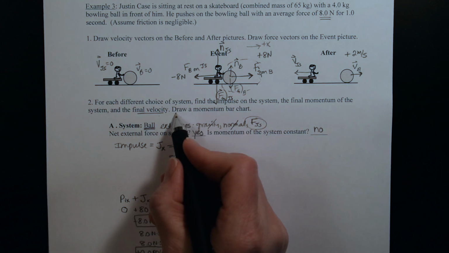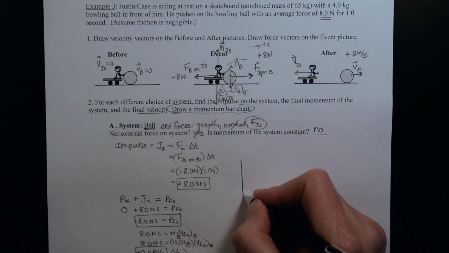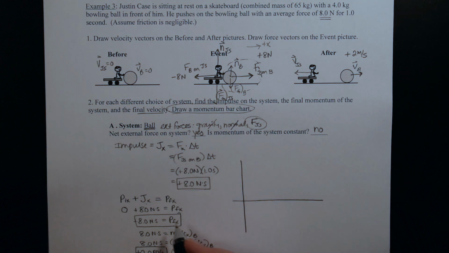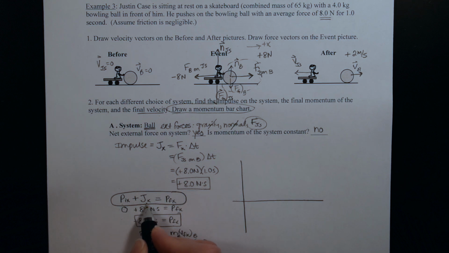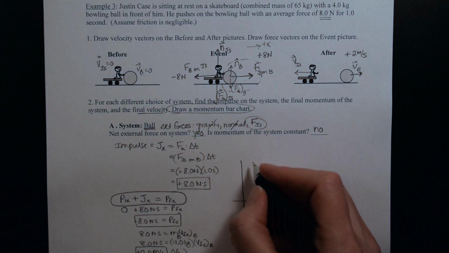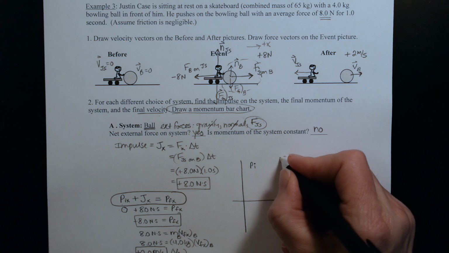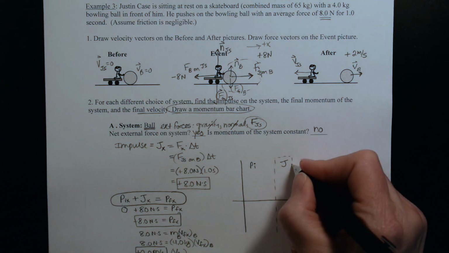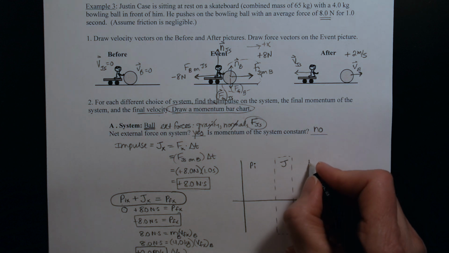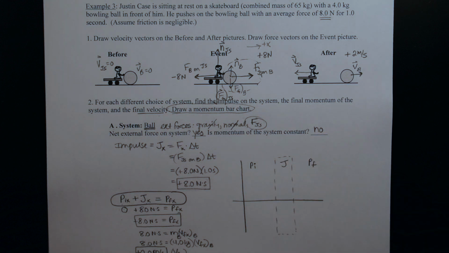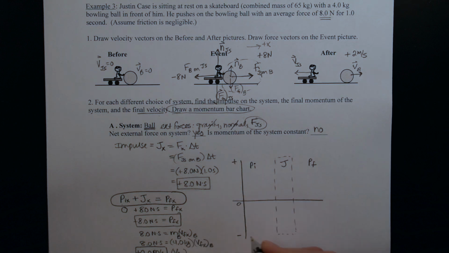Our last task for this part is to draw a momentum bar chart. So a momentum bar chart is going to show all the parts of this equation. It's going to show initial momentum, impulse, and final momentum. So initial momentum goes first, then the impulse goes in a little dashed rectangle to show that it's the thing causing the changes, and then the final momentum goes to the right. So positive is up, this is 0, this is negative values.